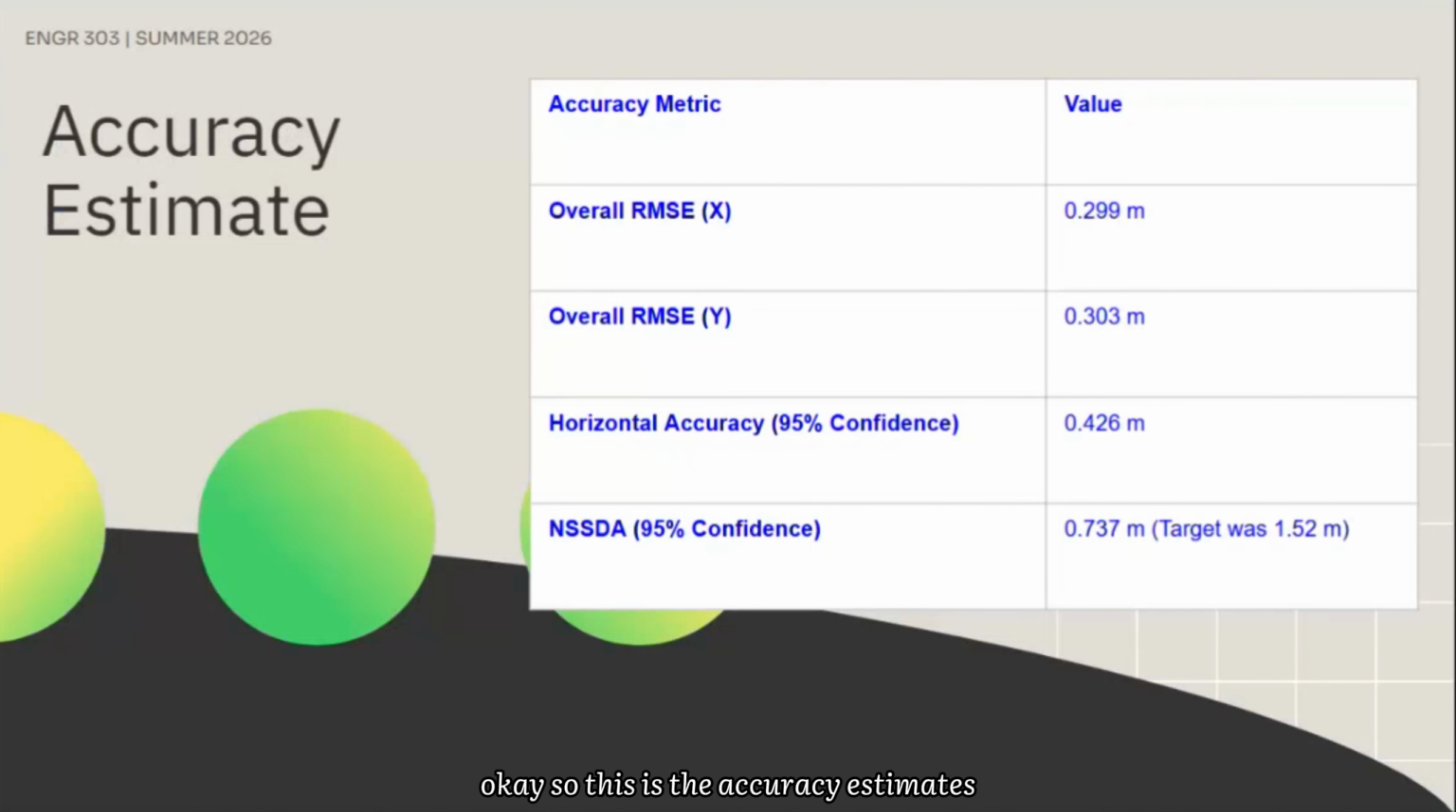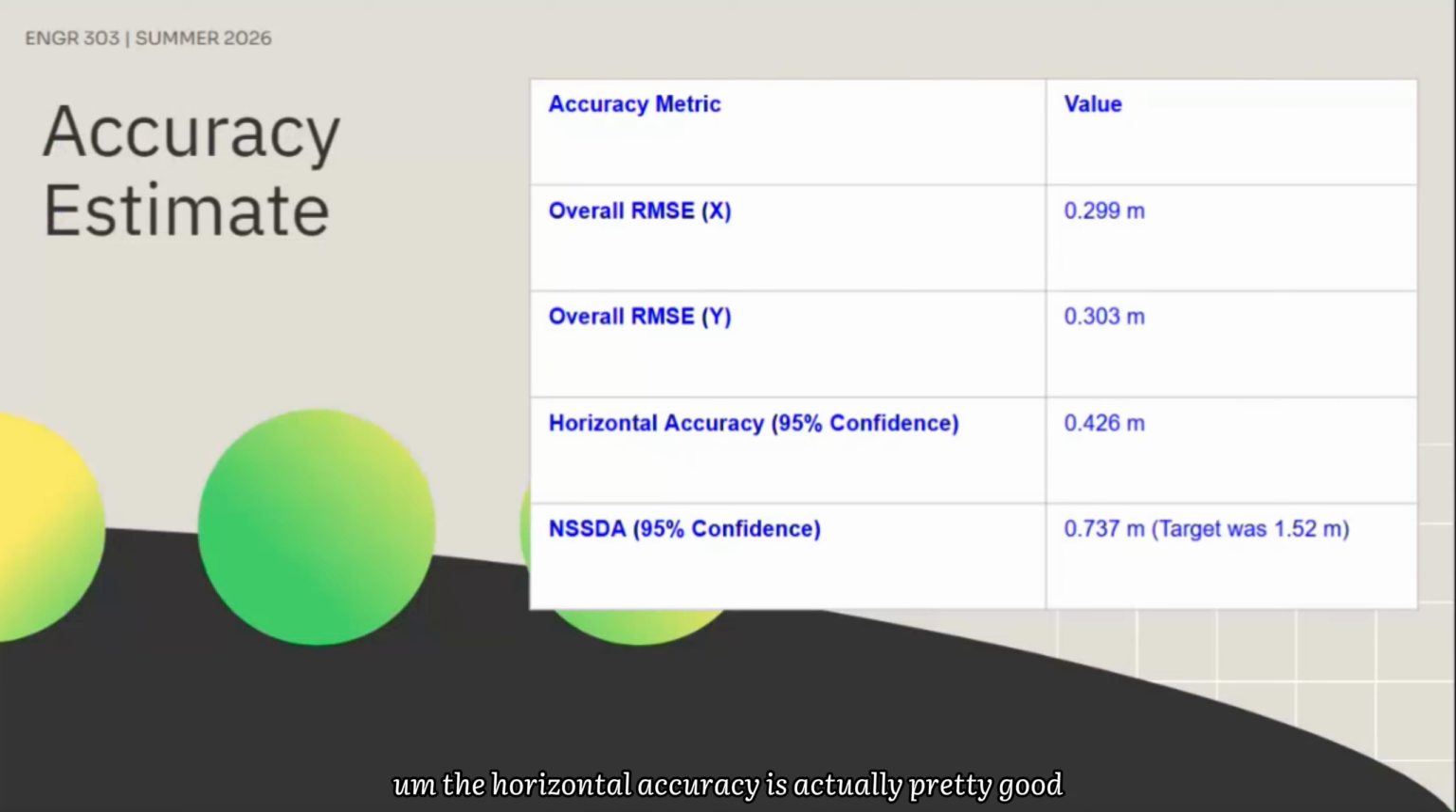Okay, so these are the accuracy estimates. As you can see in this table, we have the overall RMSE in X and Y, and then the horizontal accuracy and NSSDA. The report included imagery downloads, and the accuracies were computed for the entire 1 foot project. The data was in UTM zone 18 meters. The overall RMSE X is about 0.299, and the Y is 0.303.